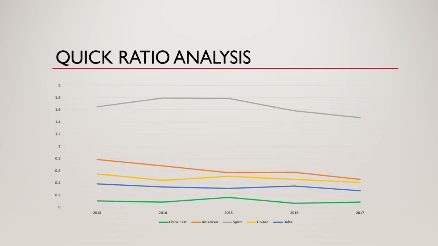Our next is our quick ratio. So we take that current ratio, but we're subtracting inventory from the current assets. And if we look here, Spirit Airlines is sitting between about a 1.6 and a 1.5 for the past 5 years. So in the previous slide where they were sitting at a 2, it shows us that they're not too invested in their inventory, that they actually have other assets that make them more liquid. After that, American, United, and Delta are all sitting at about a 0.8 to a 0.4, and it looks like they're slowly declining, and China East is bringing up the rear again.